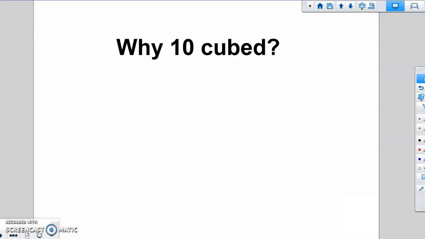Why 10 cubed? Just like when I said 10 squared gives me the area of a perfect square, if I multiply 10 by itself 3 times, it's going to give me the volume of a perfect cube. So a similar concept, but I'm just adding in that third dimension.